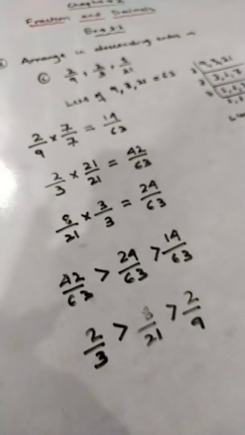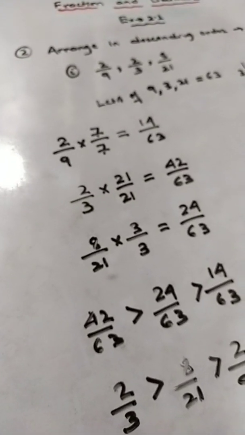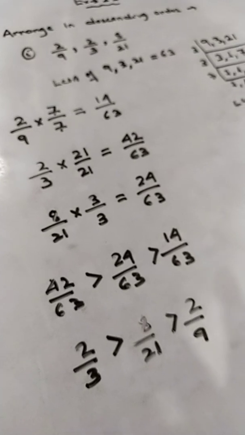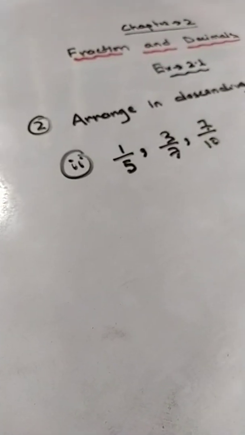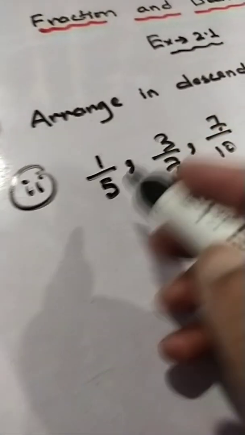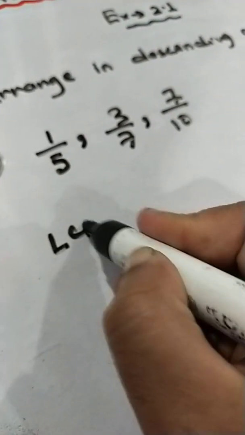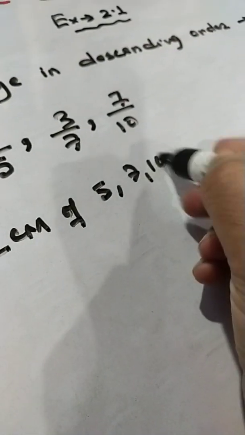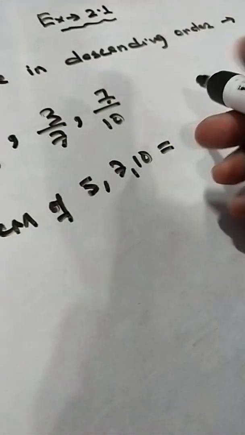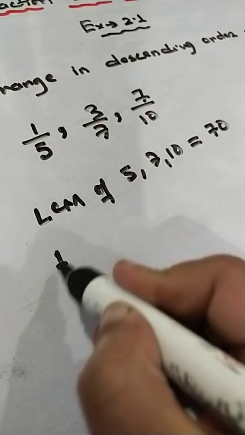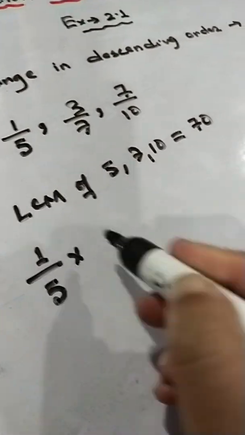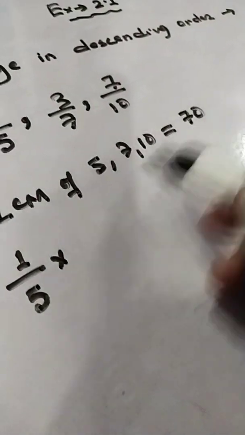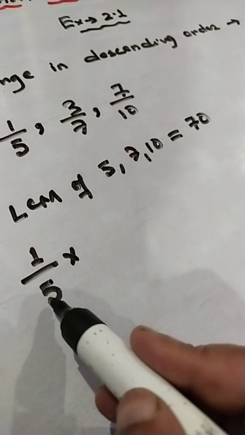Now let's move on to sum number 2 of question number 2. It is also descending order. Again we'll repeat the same process, that is, the LCM of 5, 7 and 10. The LCM of 5, 7, 10 would be 70. Now we take the first fraction. What do we have to do? We divide this 70 by this 5, and we get 14.